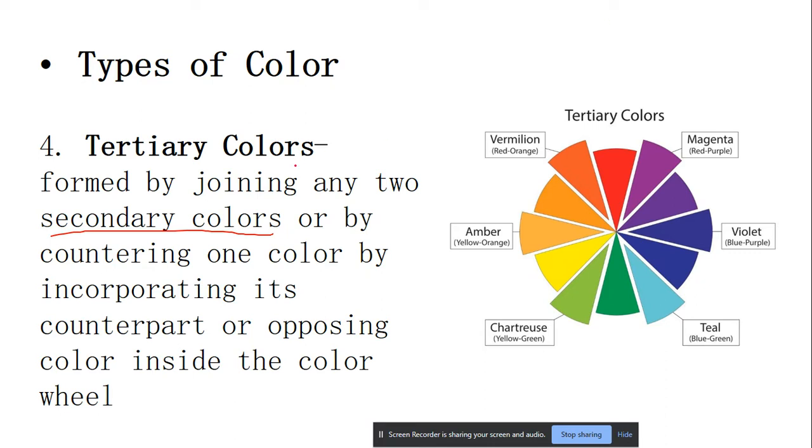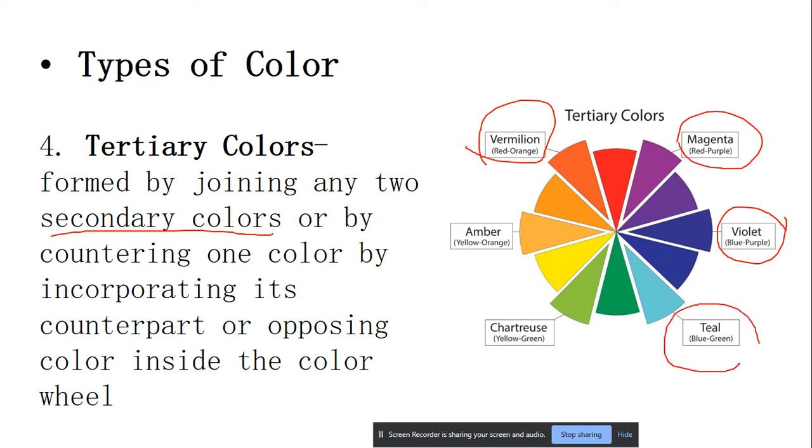So here it is. We have vermilion, the combination of red and orange, and then we have magenta, red purple. We have violet, the blue purple, a combination of blue and purple, and then we have teal, the combination of blue and green. We have chartreuse, the combination of yellow and green. We have amber, the combination of yellow and orange.